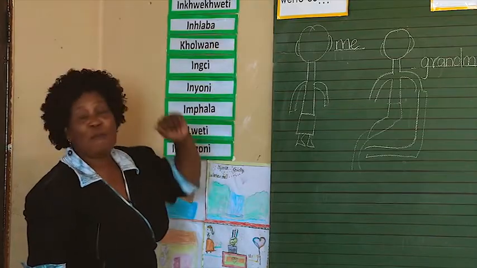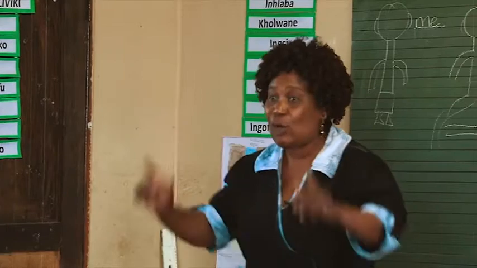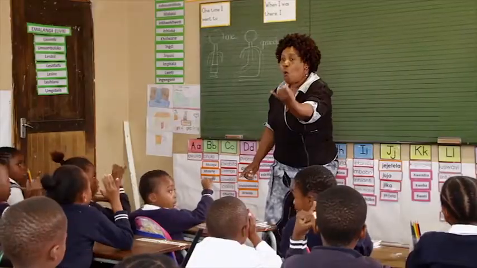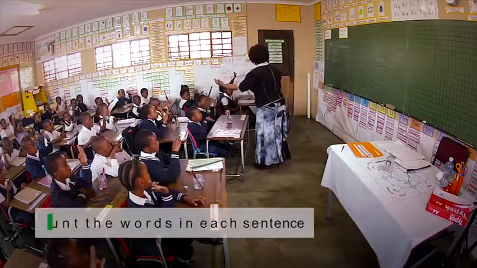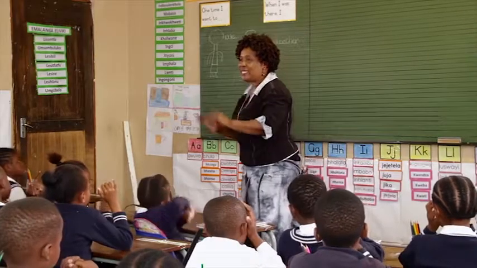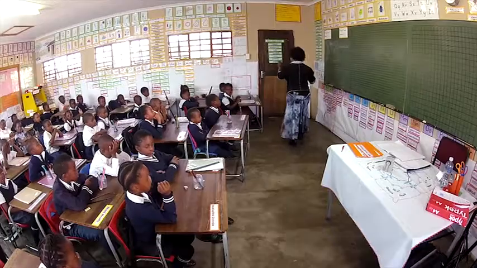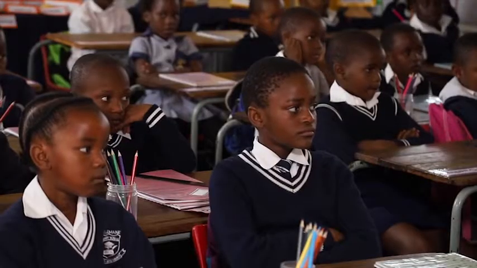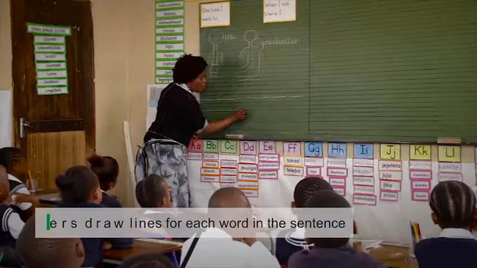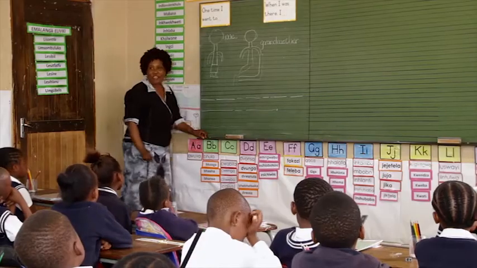So now I'm going to write the sentence. Let us count the number of words that we are going to write because we must know exactly what we are going to write. One time I went. Writers count the words in each sentence. How many words am I going to write? 10. Yes, 10 lines. Now we are going to draw the lines for each and every word. One time. Writers draw the lines for each word in the sentence. Then I put a full stop at the end.